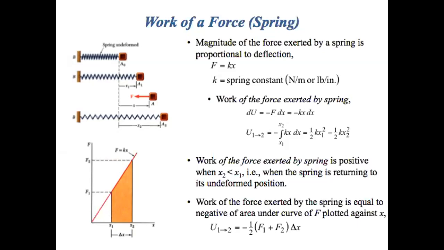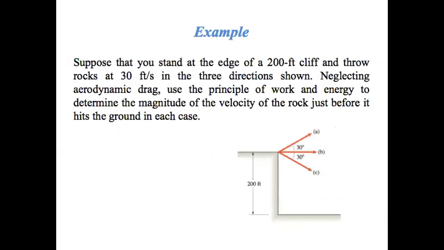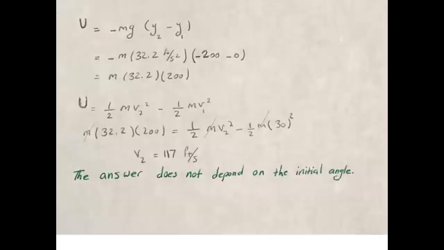Let's look at some examples. Suppose that you stand at the edge of a 200 feet cliff and throw rocks at 30 feet per second in the three directions shown. Neglect aerodynamic drag. Use the principle of work and energy to determine the magnitude of the velocity of the rock just before it hits the ground in each case.